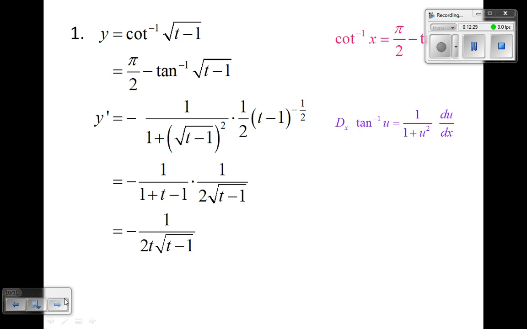Okay, let's try the first one. So I'm looking for cotangent inverse of this. So the co-functions, remember, are pi over 2 minus the actual function. And then when I take the derivative, the pi over 2 goes away. The minus sign I leave out in front. And then I use my formula for the derivative of tan inverse, which is this formula here.